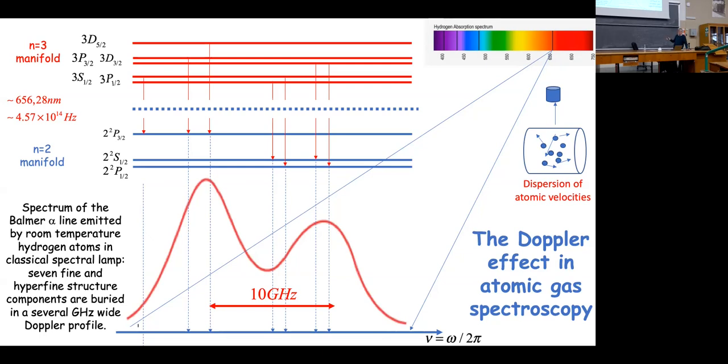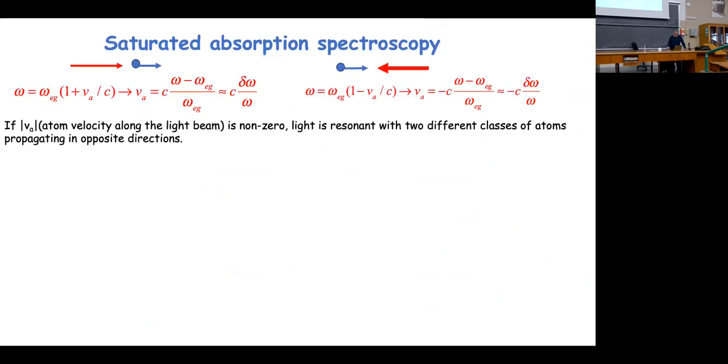So you don't see anything, even if the hydrogen atoms are at a reasonably low temperature, because of the Doppler effect. And in hydrogen, the Doppler effect is very big because hydrogen is light, and so its thermal velocity is large. So how do you get rid of that? I will first describe one method, which is called saturated absorption spectroscopy.